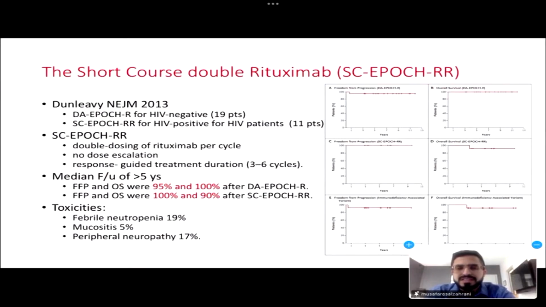And you can see after a median follow-up of more than 5 years, both freedom from progression as well as overall survival were quite excellent, whether you use the short course or the full dose of dose-adjusted EPOCH-R. Toxicities were as expected: primary neutropenia, 19% mucositis, and peripheral neuropathy.